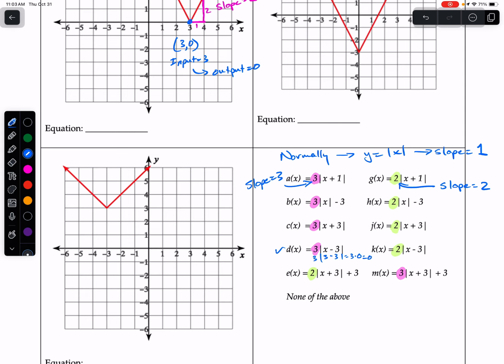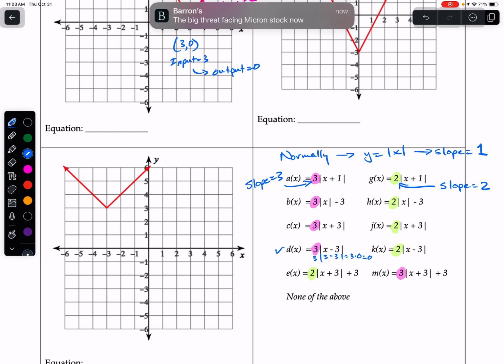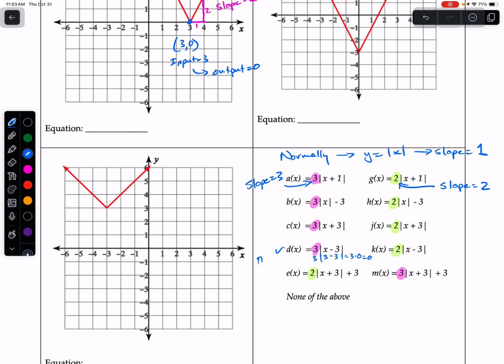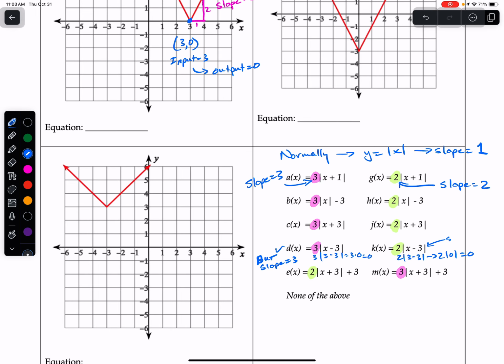But it doesn't have a slope of 2. Slope is 3. Over here, I have 2 times 3 minus 3 gives me 2 times 0, which is 0. So 3 gives me 0 here, and it has a slope of 2. So that's my answer.